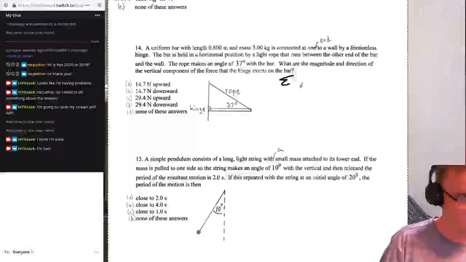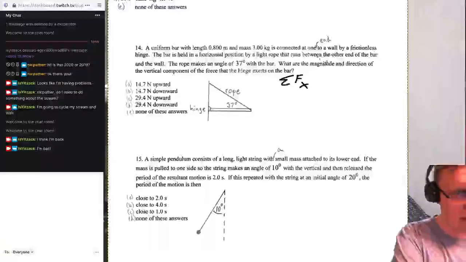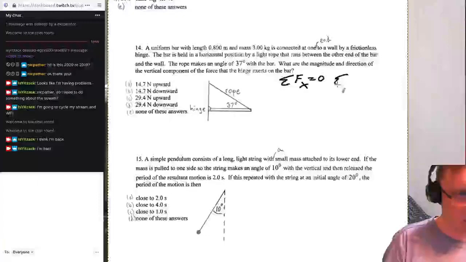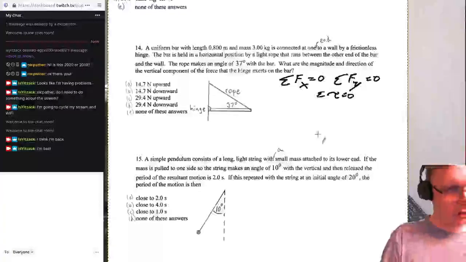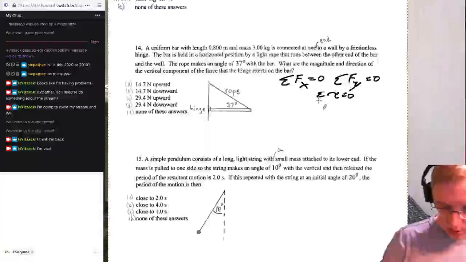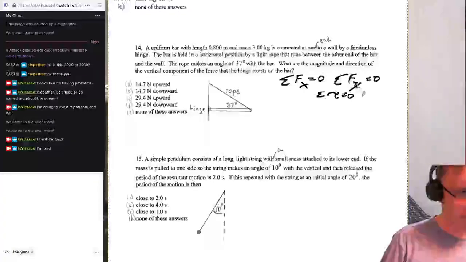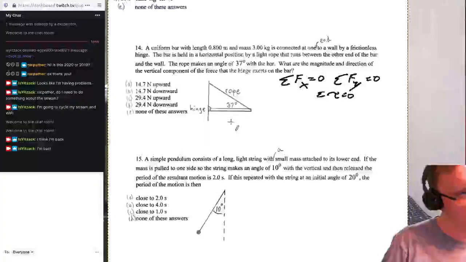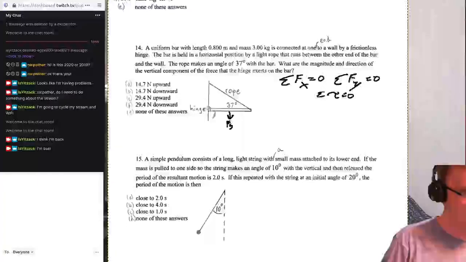So we need sums of forces in the x direction to be zero, sums of forces in the y direction to be zero, and sum of torques to be zero. I don't know if I need all three of those to answer this question, but I know at least the forces in the y direction will be needed. Let's see here. So I got force here, this is gravity. I have force hinge going that way, and I got force tension going this way.